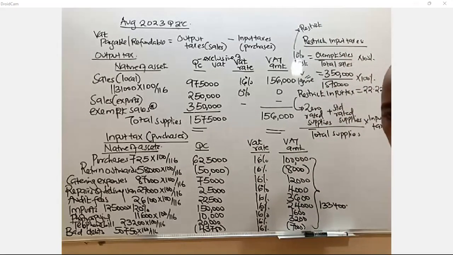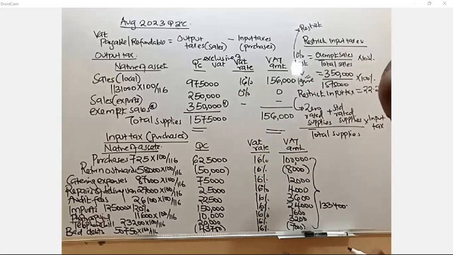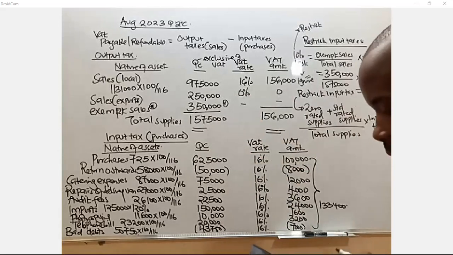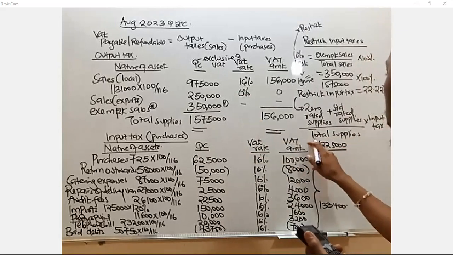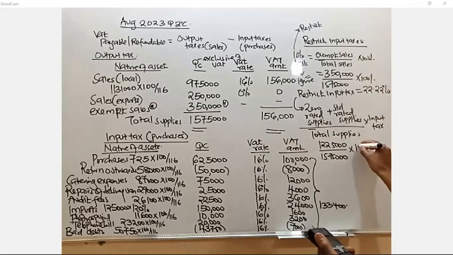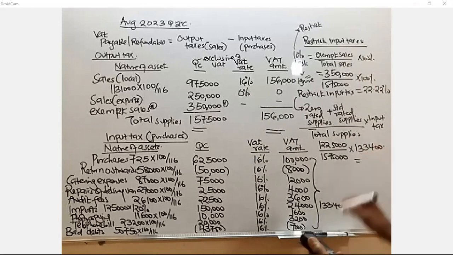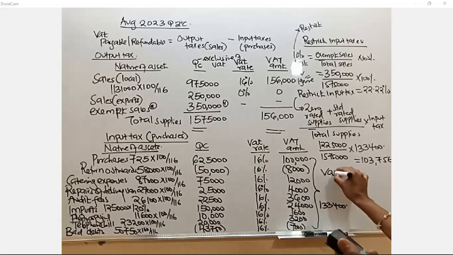So in simple terms, I just subtract this from my total here. So 1575 minus 350. Here we are getting 1,225,000. We divide it by the total supplies, which is 1575. We multiply by your input tax, which is 133,400. So how much is this? My answer, divide it by 1575 times 133,400, getting 103,756.